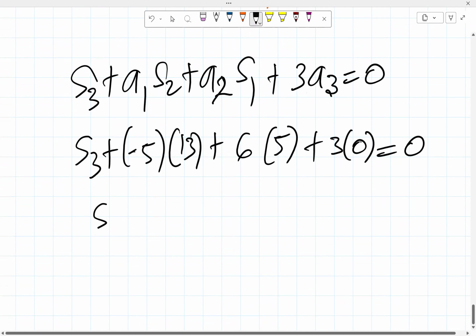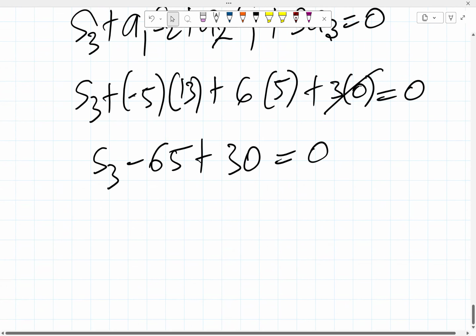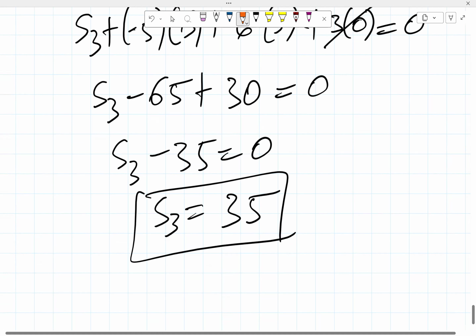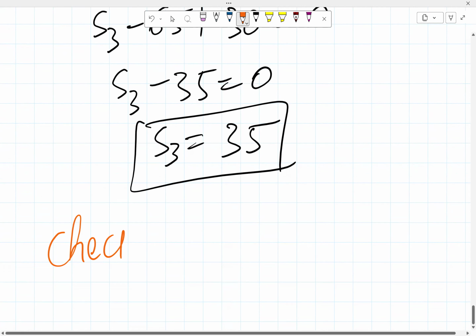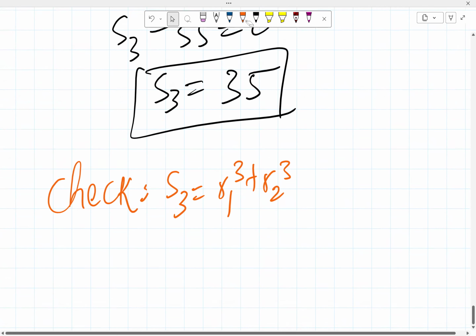So we have S3 minus 65 plus 30 plus 0 equals 0. So we have S3 minus 35 is equal to 0, which means S3 is equal to 35. Okay, so we can check again. S3 should be R1 raised to power 3 plus R2 raised to power 3.